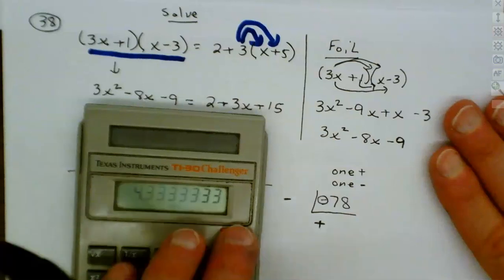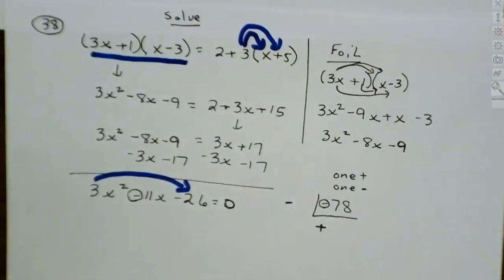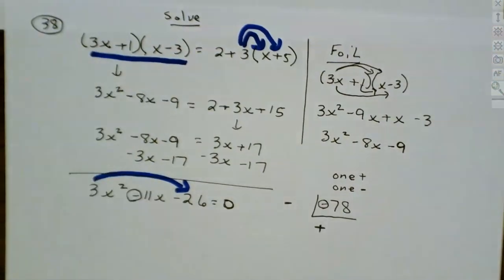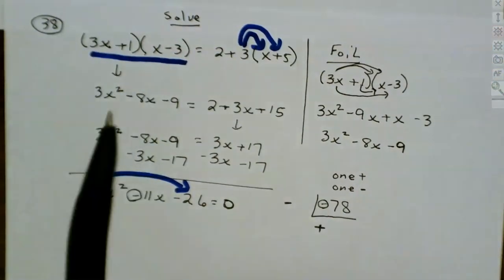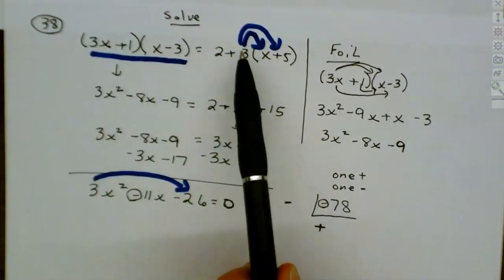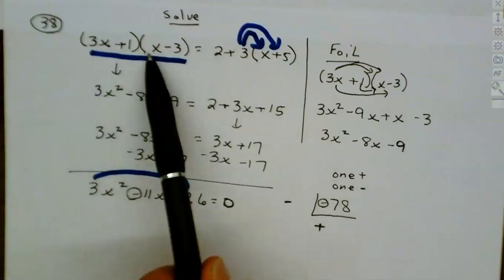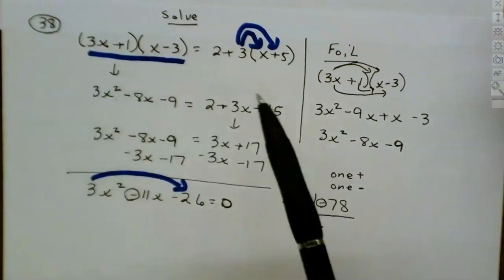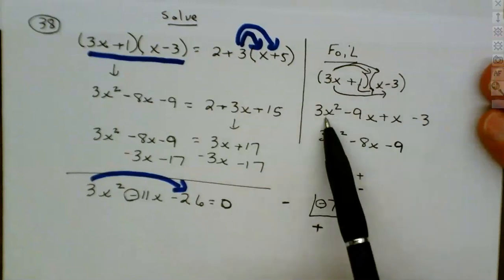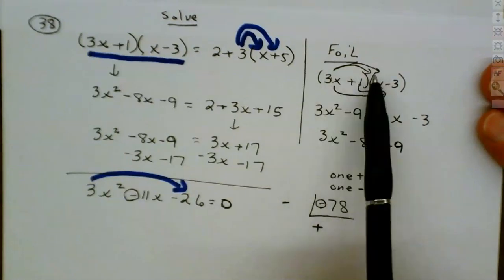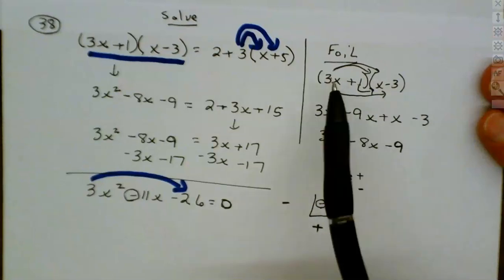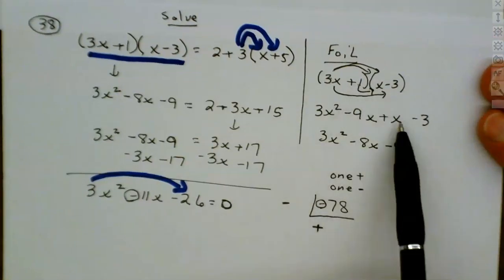18. Won't work. Let's make sure we did it all correctly. Let me double check things and make sure we didn't make a mistake. Make sure I copied it down right because it should factor nicely. It's so easy to make a mistake here. Everything looks right. And let's check our foiling. 3x times x, that's a 3x squared. 3 times a negative 3, that makes it a negative 9x there. Inside we have a positive x.